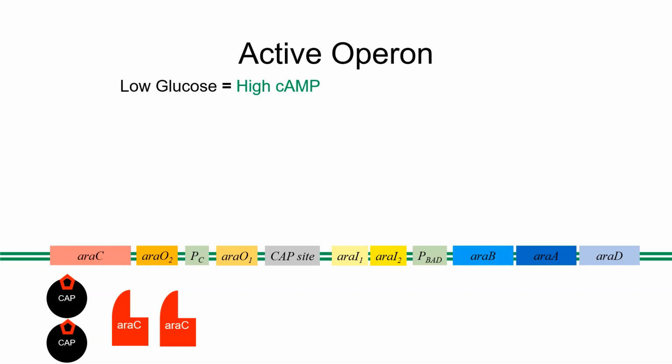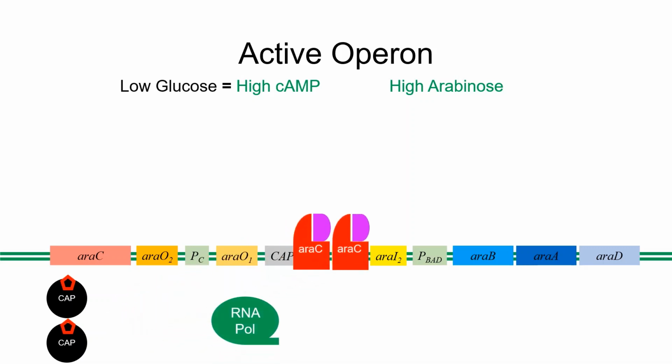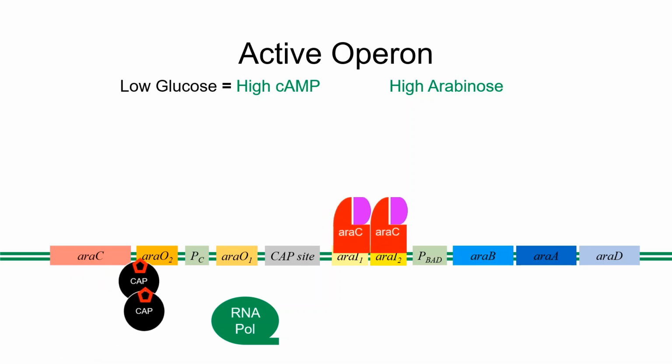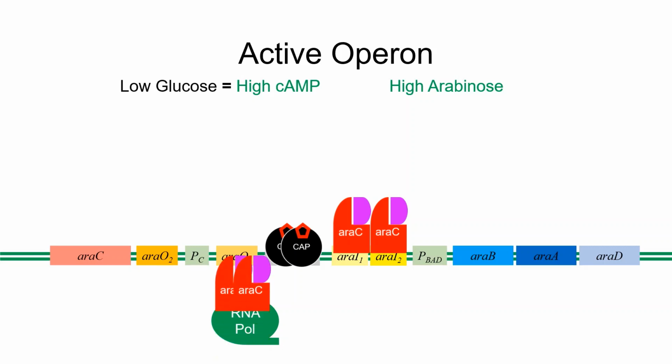We also need arabinose, which will be bound by AraC, causing it to dimerize in a specific orientation. In this orientation, the dimerized AraC will bind the DNA elements AraI1 and AraI2. Two of our now activated CAP proteins can also bind the CAP binding site. Additionally, when the AraC is dimerized in this orientation, dimers will also bind to the AraO1 site.